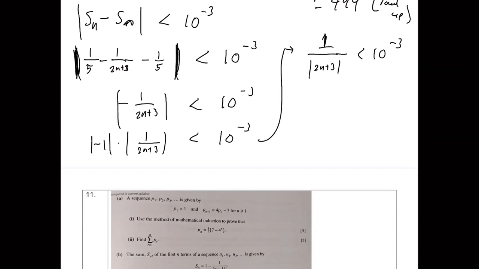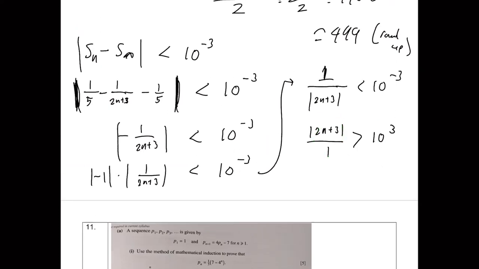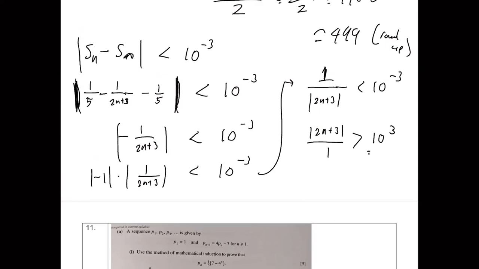Then how do you solve for n now? Maybe we can flip both sides of the fraction. So modulus 2n plus 3 over 1 will be 1 over 10 power negative 3, which is 10 power positive 3. But every time you flip a fraction, what happens to your inequality? You also need to change the direction. So now we need this expression to be more than 10 power 3, which is just 1000. So it's really just modulus of 2n plus 3 more than 1000.